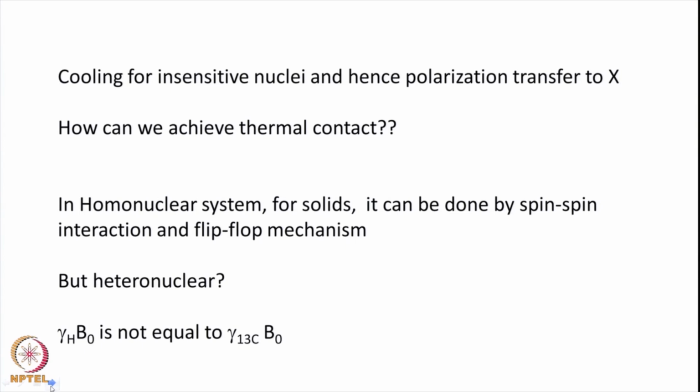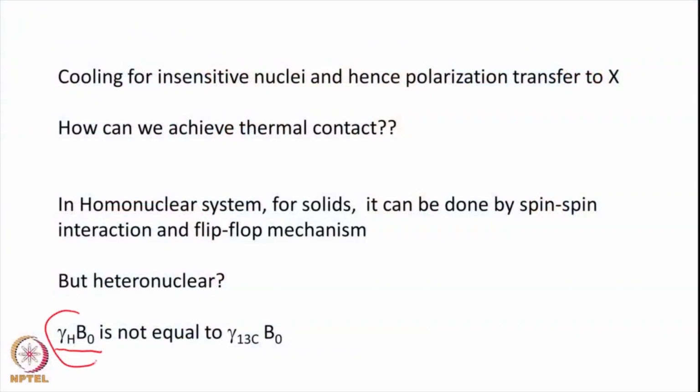In a homonuclear system in solid, it can be done by spin-spin interaction. Since in solid the spins are closer and not tumbling too much, dipolar coupling is active and the spins are interacting. By something called the flip-flop mechanism, they can transfer this magnetization. But in heteronuclear systems such as proton and carbon coupling, gamma H of B0 is not equal to gamma of 13C.